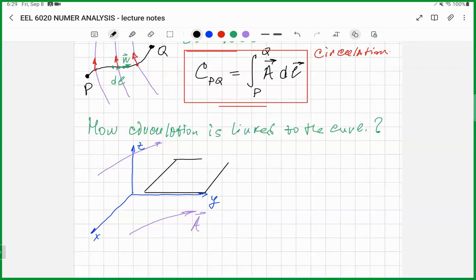Oops, maybe this one is not very good. What's going on? Okay, this is the second path. So let's give names to these points. It's going to be P, Q, R, S.